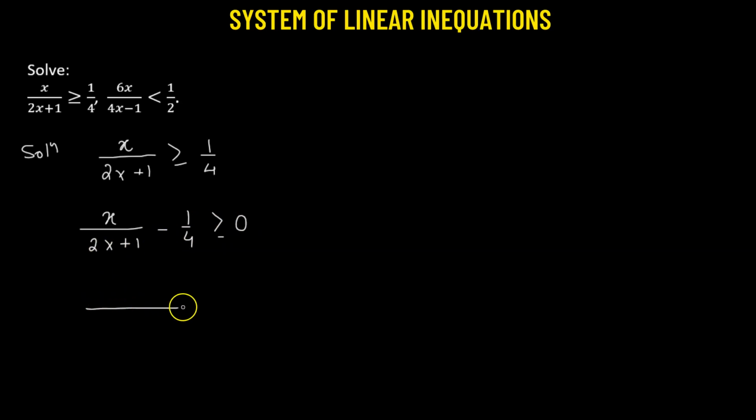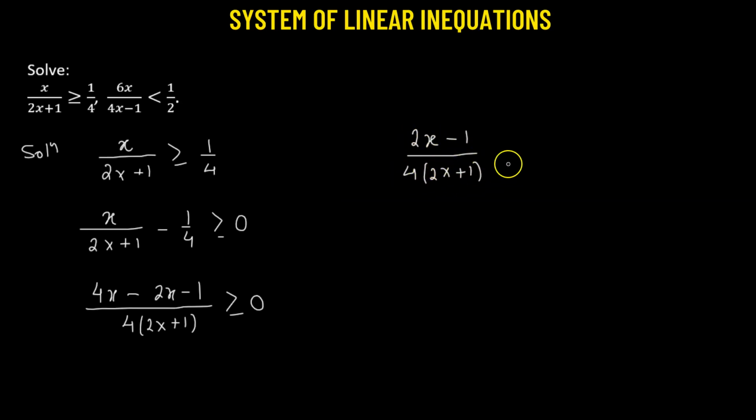Combining the two terms, we have a common denominator 4 times (2x plus 1), and in the numerator we have 4 times x minus (2x minus 1). So this is greater than or equal to 0. So 4x minus 2x gives us 2x, so we have (2x minus 1) divided by 4 times (2x plus 1), greater than or equal to 0.